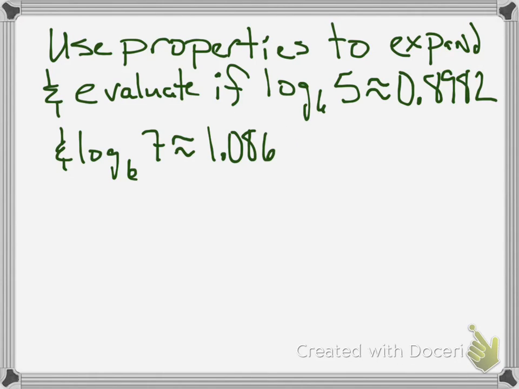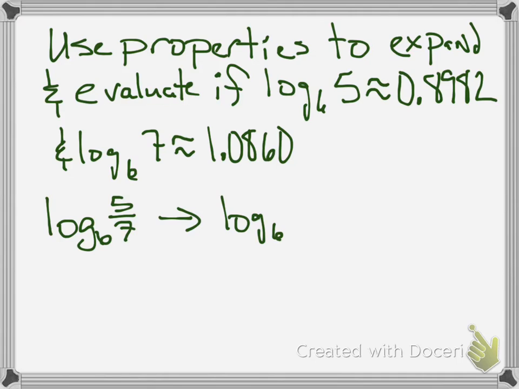All right, so we're going to say log base 6 of 5 is equal to 0.8982, and log base 6 of 7 is equal to 1.0860. So use the properties to tell me what log base 6 of 5 over 7 is.